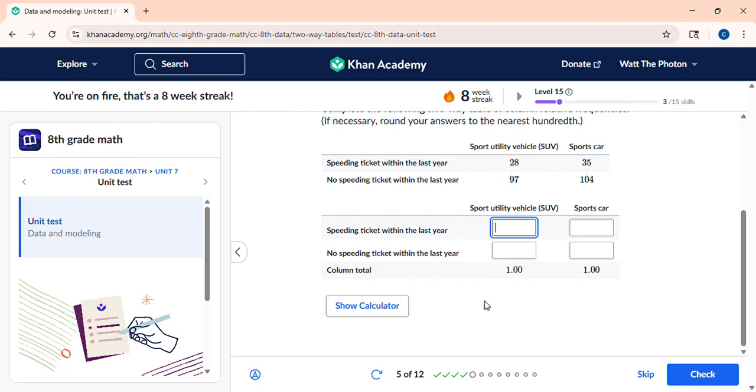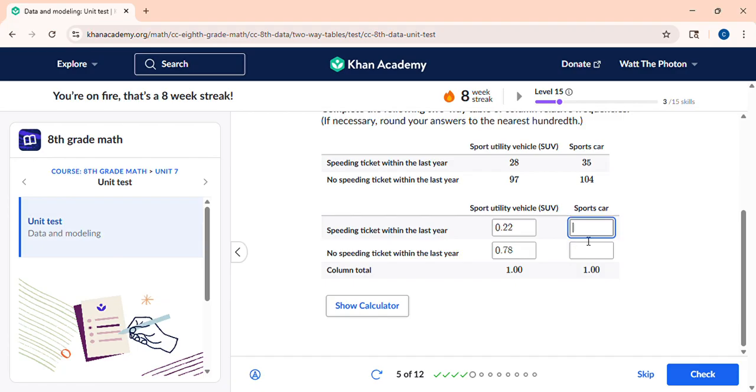So we know that this equals 100. So what's 97 plus 28? It's 125. So I have 28 divided by 125. We get, rounded to the nearest hundredth, 0.22. And we have 97 divided by 125. We get 0.78.